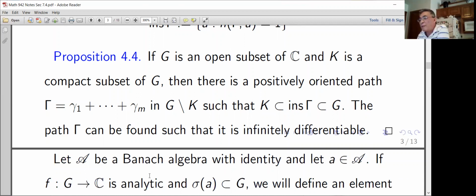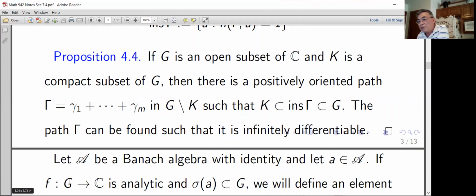Let A be a Banach algebra with identity, and let a be a vector in A.